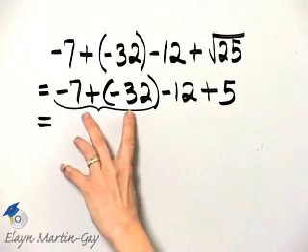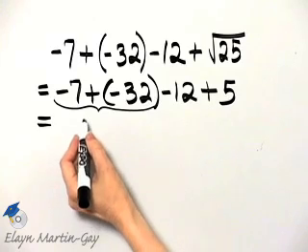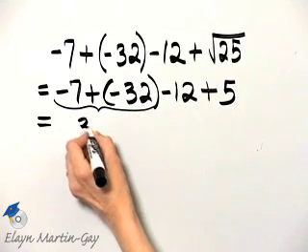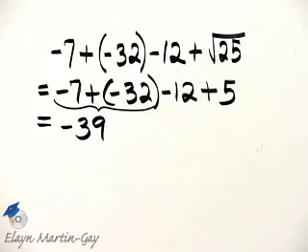We are adding two numbers with the same sign, so we add their absolute values. 7 plus 32 is 39, and we attach that common sign. Negative 7 plus negative 32 is negative 39.